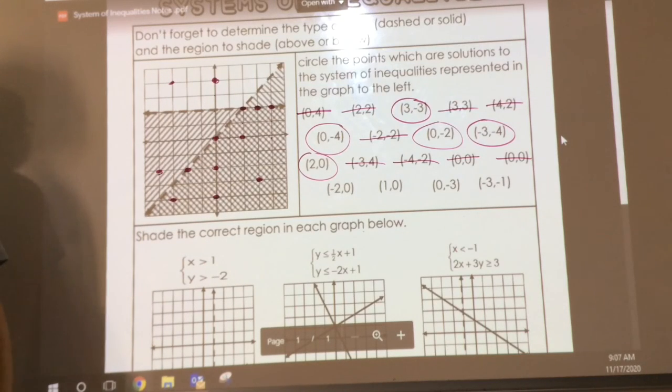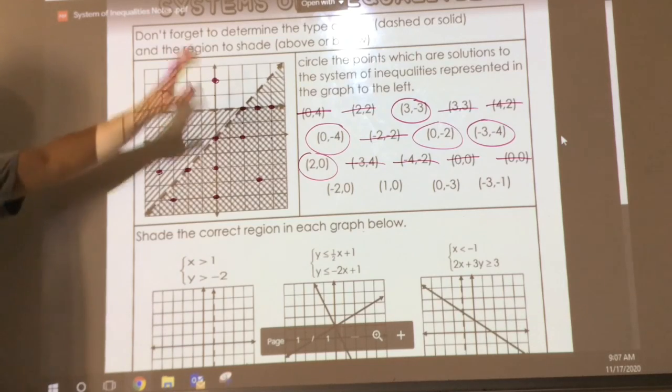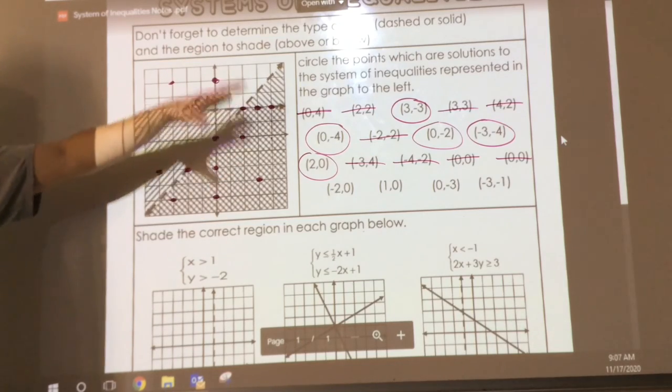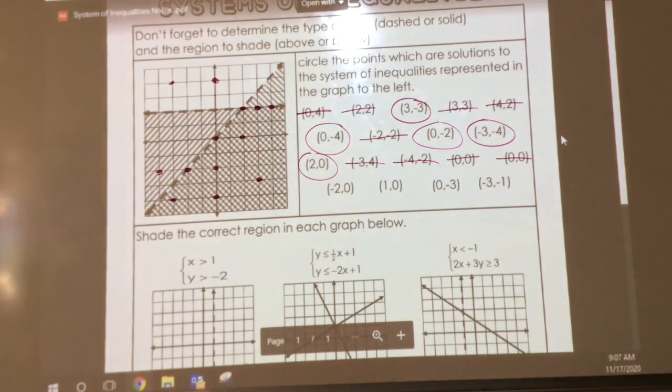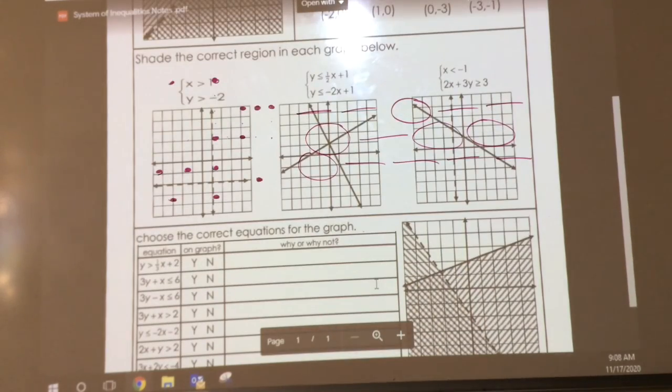Okay, the only one I got that worked was (2, 0). Do we agree? Okay, so we all feel okay with this idea of how we're graphing these. All right, sweet. So what we're going to do now is scroll down, or move down on your paper to the next section here. And this is essentially our warm-up.